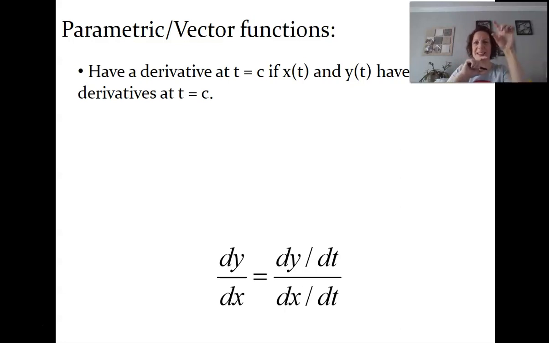If you want to know if a parametric or a vector derivative fails to exist, you have to look at both of its pieces, right? If either one of them has a corner, a cusp, a vertical tangent, a discontinuity, then the derivative overall doesn't exist. We just have to look at both components now.